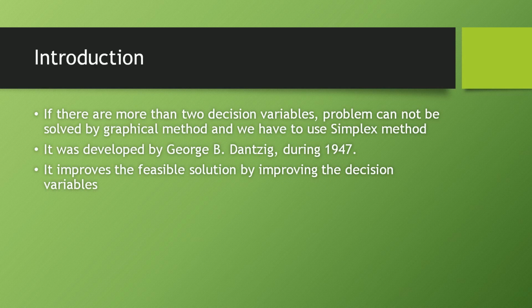In that case, we cannot solve the problem using the graphical method, because in the graphical method we cannot solve a three-dimensional problem by hand. So we have to use some other method, and for that we have the simplex method. It was first developed by George B. Dantzig during 1947. It improves the feasible solution by improving the decision variables.